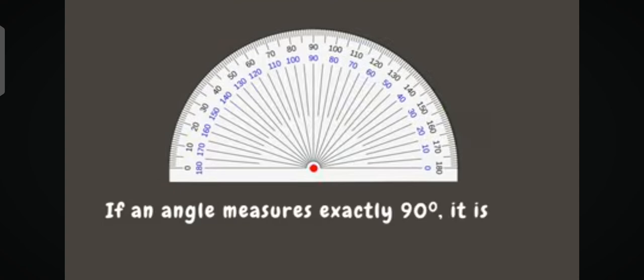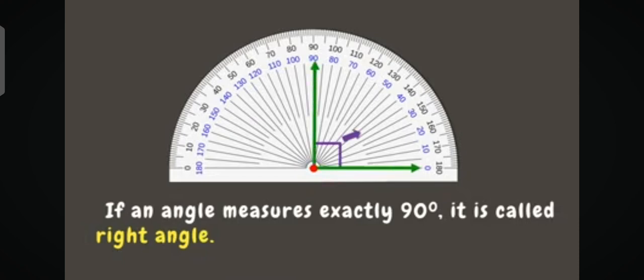If an angle measures exactly 90 degrees, then it is called a right angle. For example, we have a right angle. As you can notice, a right angle forms an L-shaped angle. Let's try on the other side. This one is also a 90-degree angle. Therefore, it is a right angle.